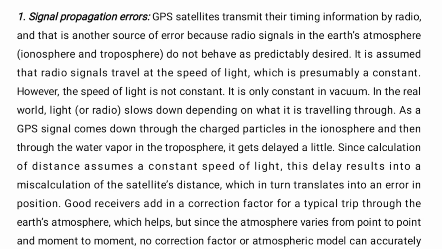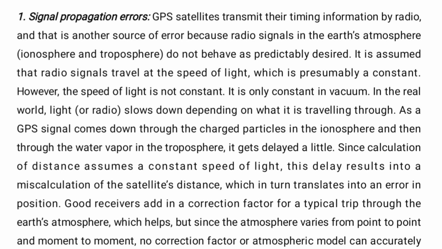Signal propagation error. GPS satellites transmit their timing information by radio, so that is another source of error, because radio signals in the Earth's atmosphere do not behave as predictably as designed. It is assumed that radio signals travel at the speed of light, which is simply a constant. However, the speed of light is not constant. It is only constant in a vacuum. In the real world, it slows down depending on what it is traveling through.